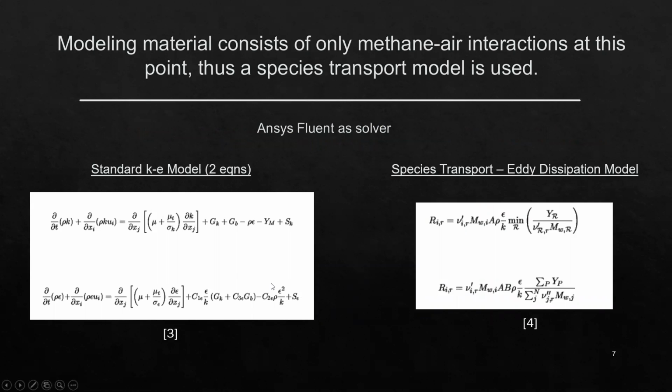So I use ANSYS Fluent as the solver for this work. On the left are the two transport equations that are used in the standard k-epsilon turbulence model. And on the right are the equations being executed to model the chemistry interactions of the methane and air mixing to produce some resultant concentrations from the turbulence. So I have the species transport model turned on. And it's only modeling the two species right now, methane and air.